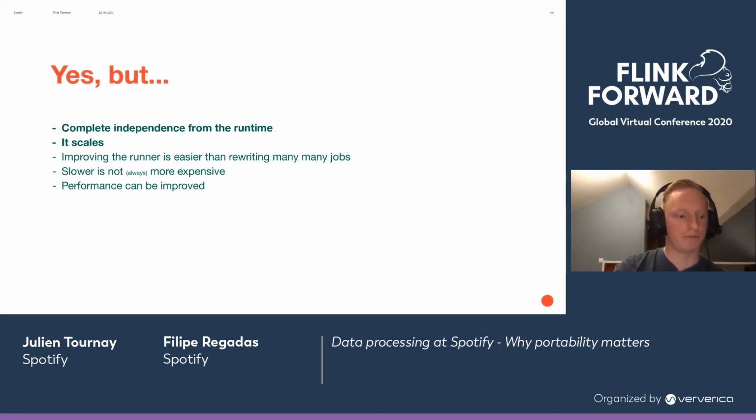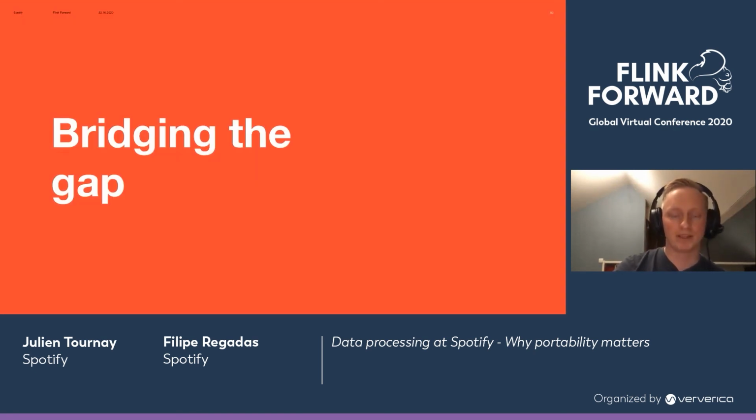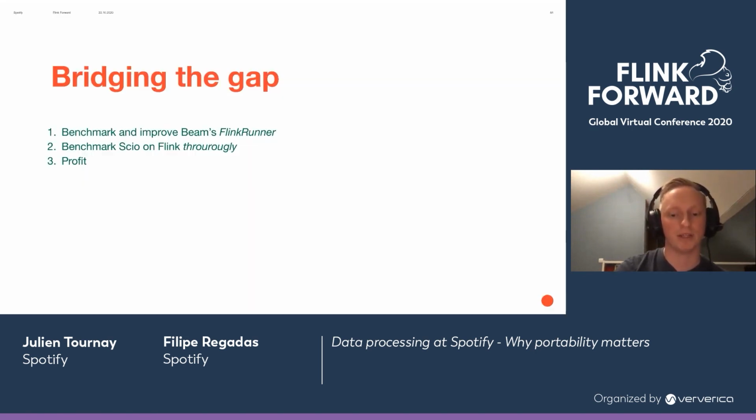Anyway, a few words to end the talk. So how do we bridge the gap? Is it possible to make all that faster so that Scio on Flink could be just as fast as just using Dataflow? Yeah, actually you could. What you have to do is benchmark and improve the Beam Flink runner. The Flink runner is actually just a few hundred lines of code, so that's totally doable. You can improve on that, and actually what needs to happen is benchmarking at the scale of Spotify, providing the scale of jobs that we see at Spotify.